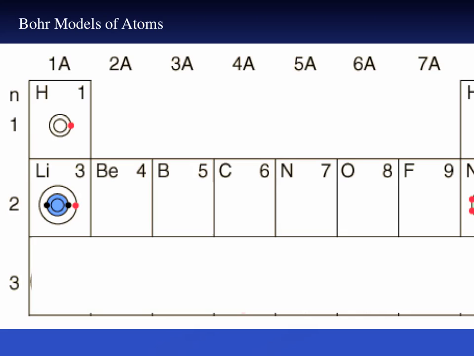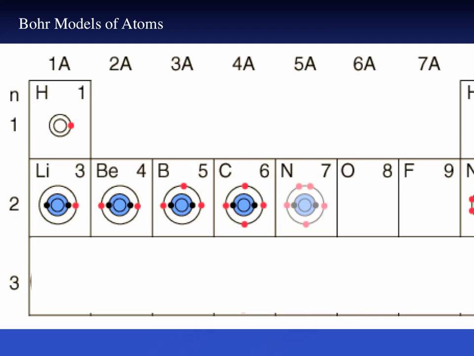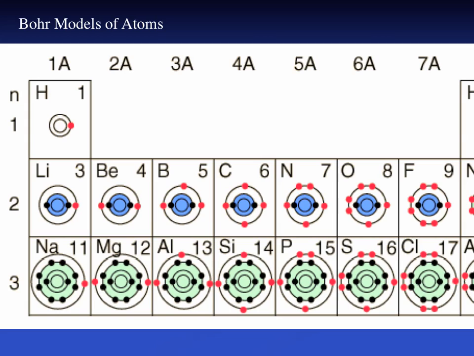Beryllium in the next column has 2 outer shell electrons. Boron, and here we're sort of skipping over that middle part of the periodic table where our transition metals are, has 3 outer shell electrons. Carbon has 4, nitrogen has 5, oxygen has 6, fluorine has 7, etc. So what we notice is if we look down the columns in the periodic table, column 1, all of those elements have 1 outer shell electron. Column 2, they all have 2 outer shell electrons. Skip over the transition metals to column 3, they have 3 outer shell electrons.